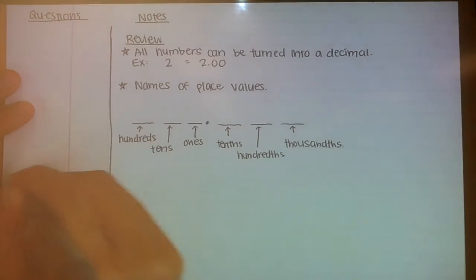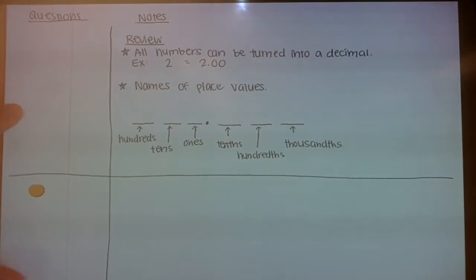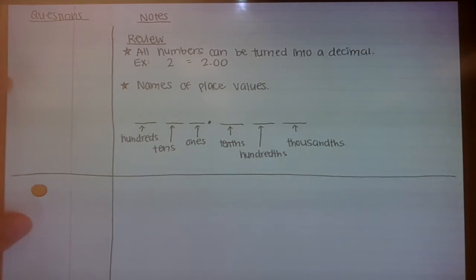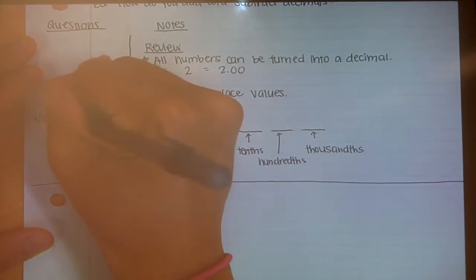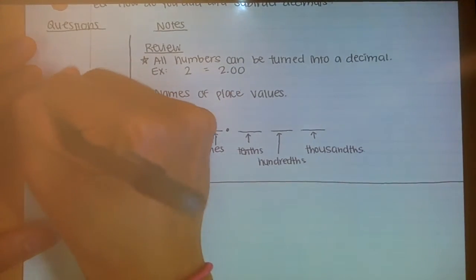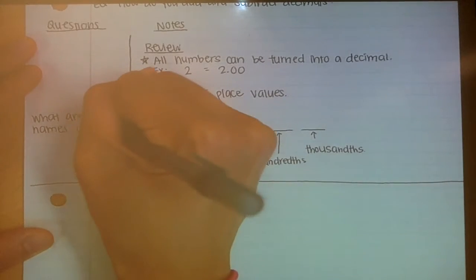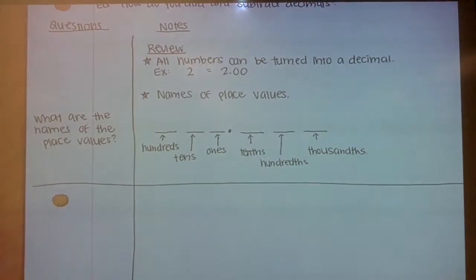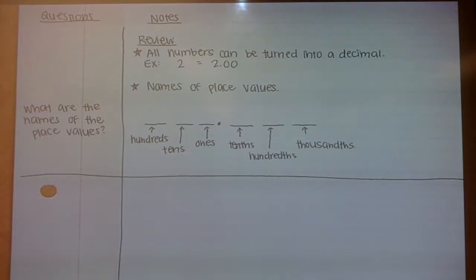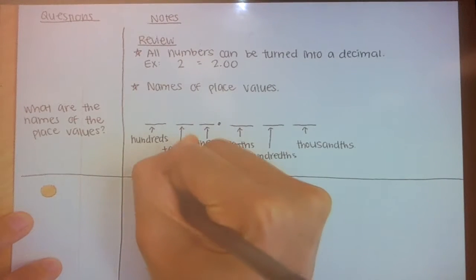So that was just a little bit of review. So one question that we could write for our notes is, what are the names of the place values? So now let's move into our notes for today. Let's start with adding decimals.